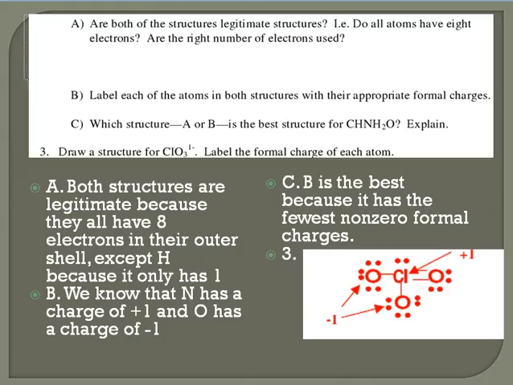For part C, it asks which structure, A or B, is the best structure for CHN H2O, and then we're supposed to explain. Well, the answer to part C is that structure B is the best because it has the fewest non-zero formal charges.